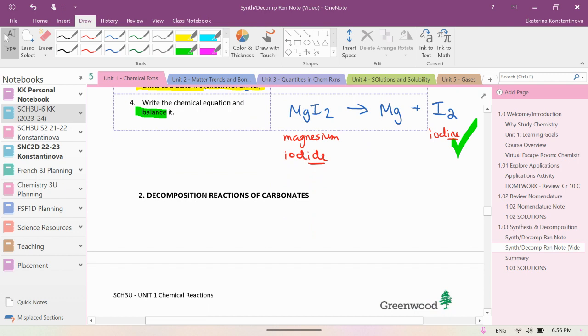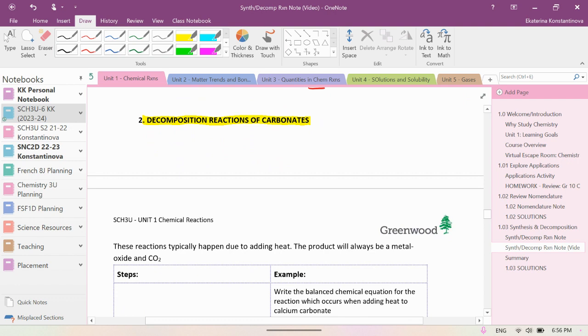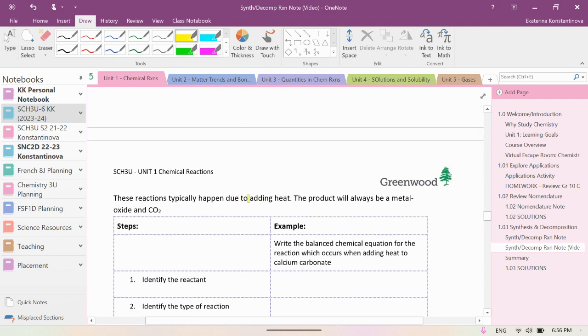So now let's talk about something a little bit more challenging. Decomposition reactions of carbonates. These reactions typically will happen due to adding heat. The product will always be a metal oxide and carbon dioxide. So we saw this in synthesis. Now we're going to do the reverse. So you're looking for some kind of compound breaking up into a metal oxide plus carbon dioxide. That's your generic formula.